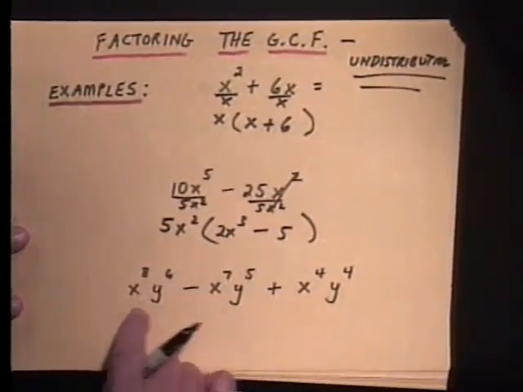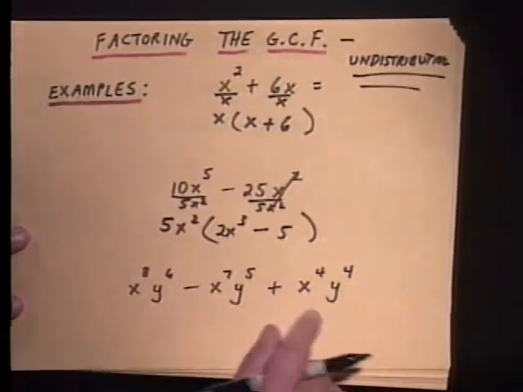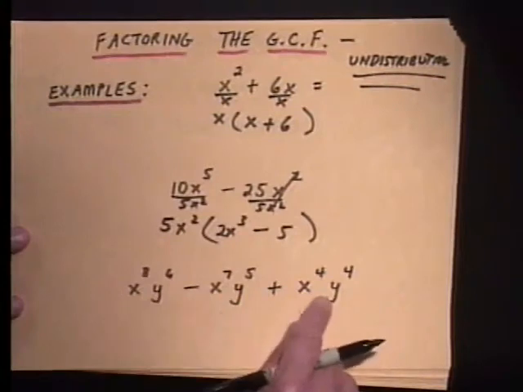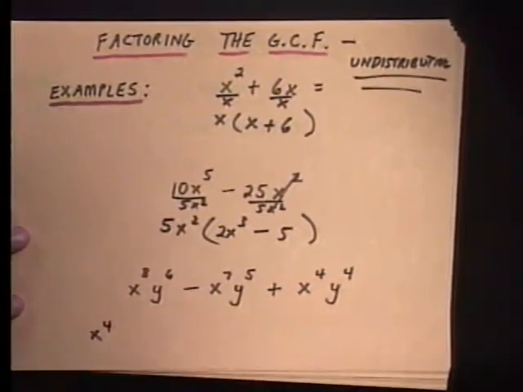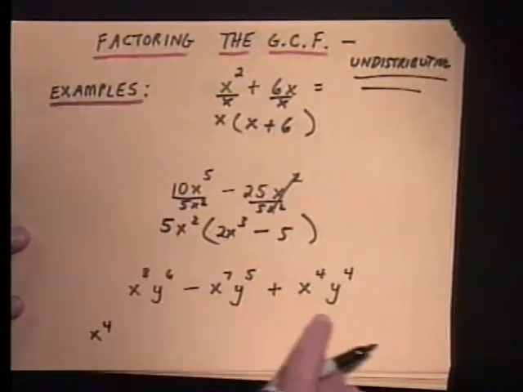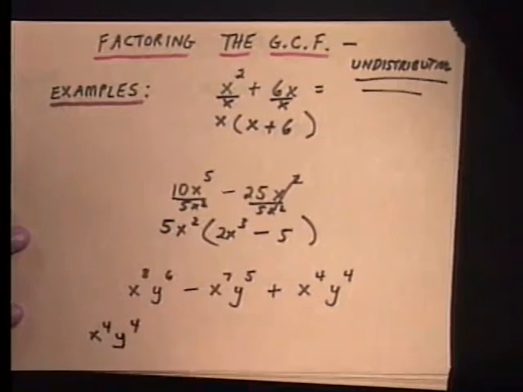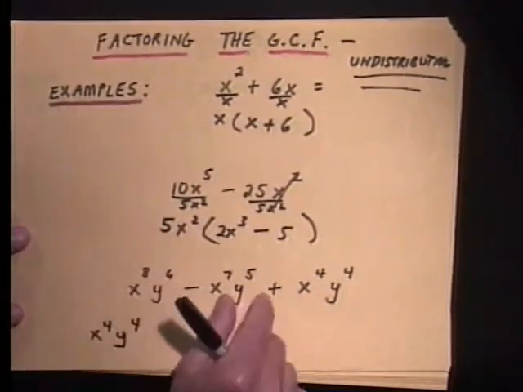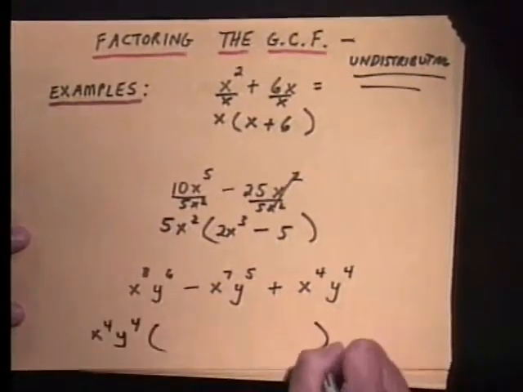What is the largest number of x's I could take out of each of these three terms? Well, the most x's in all of them, the common ones, that's why they call it greatest common factor, would be x to the fourth power. The greatest number of y's I could take out of each one would be y to the fourth power. So x to the fourth, y to the fourth will come out of each of the three terms in the trinomial. And then what's left will go in here.